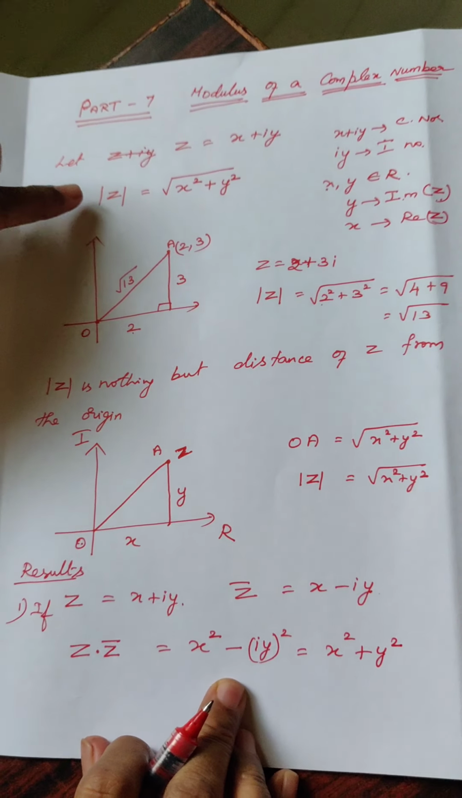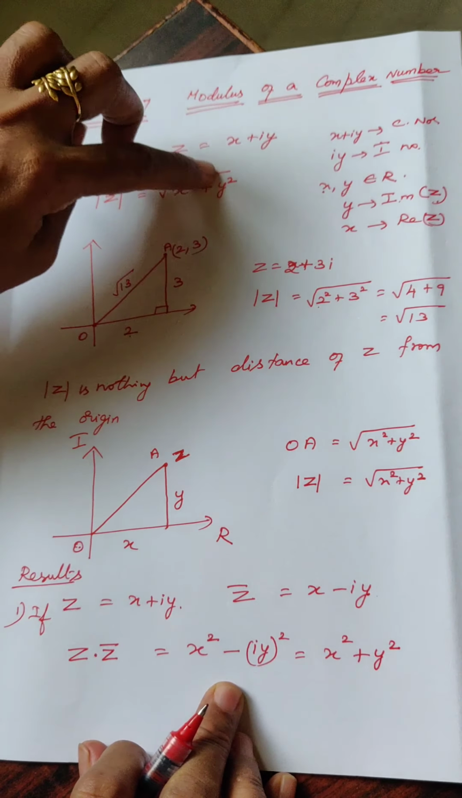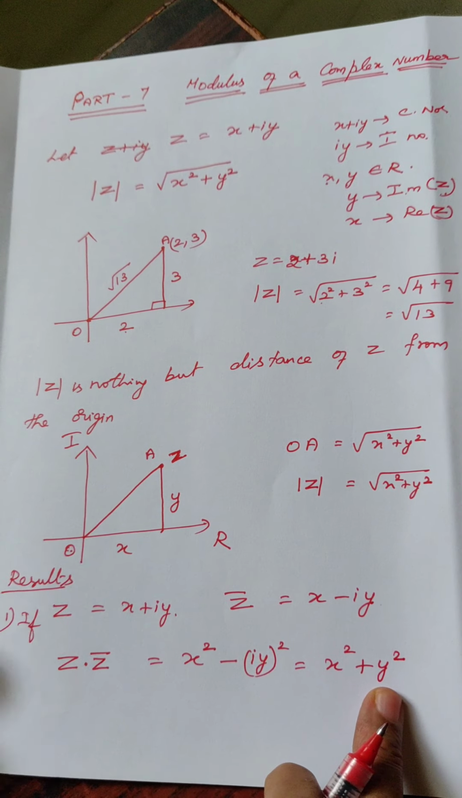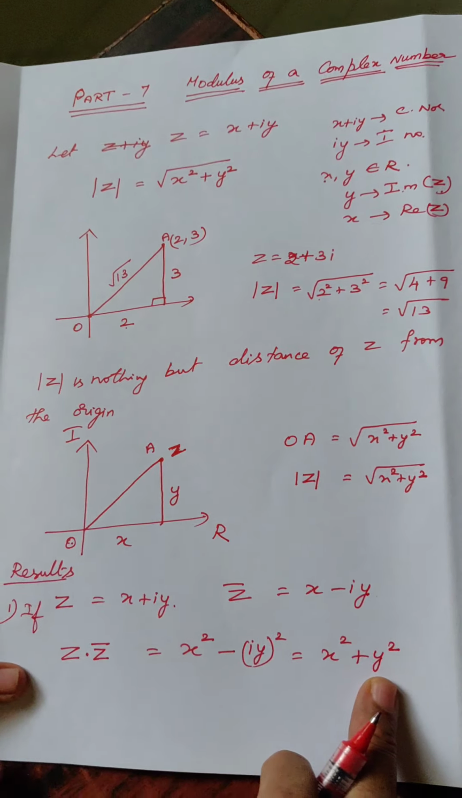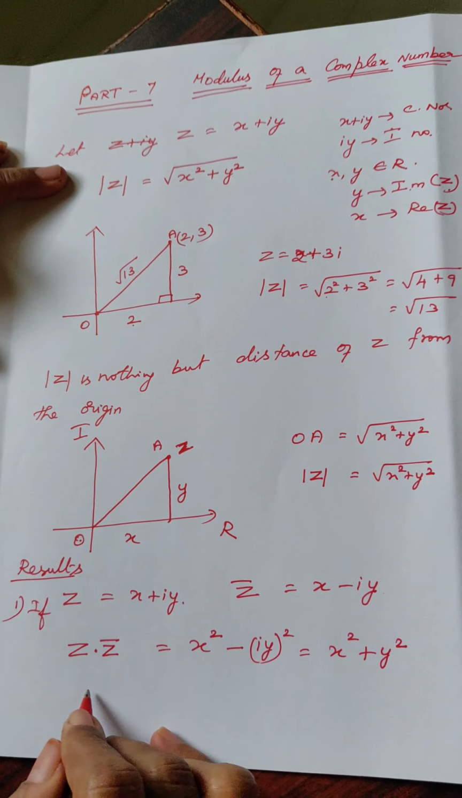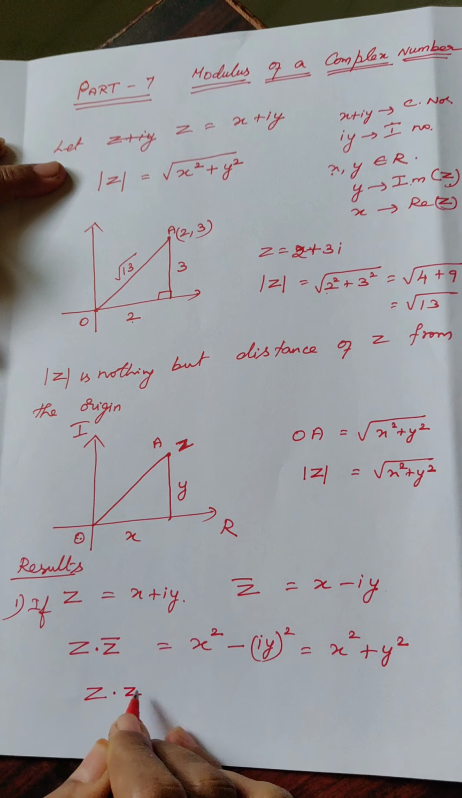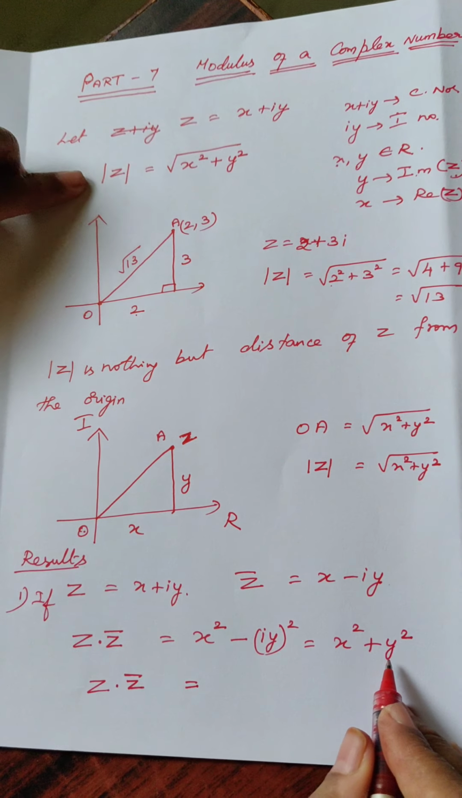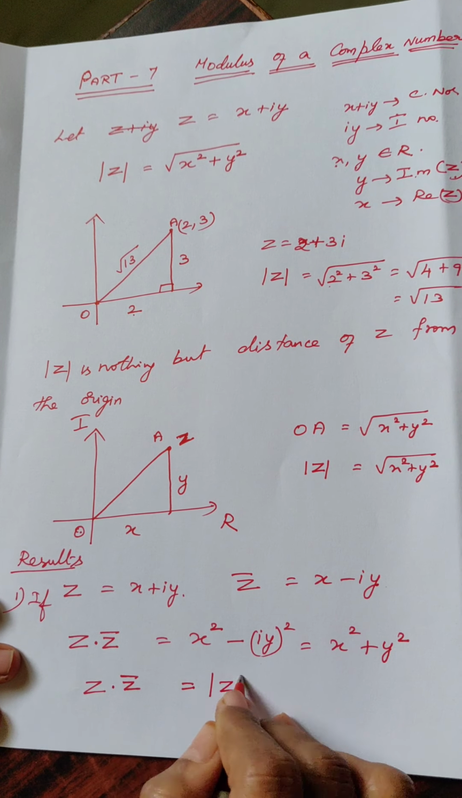Just to see the relation: modulus of z is equal to root of x square plus y square, and z bar is equal to x square plus y square. So we can relate these two. How can we relate these two? z into z bar is nothing but, see here, x square plus y square. On squaring you will get the answer. So modulus of z square.